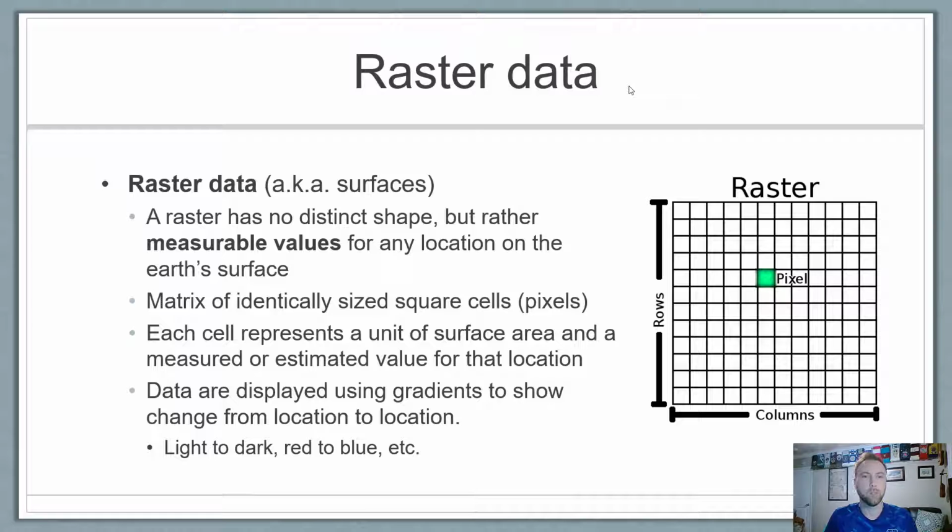Each matrix is composed of identically sized squares, also known as pixels or cells. Each cell represents a unit of the surface area and is measured or estimated as a value for that specific location over the Earth, or what location you may have. And data are displayed using gradients to show change from location to location. Maybe that color scheme is light to dark, so white to black, maybe it's red to blue, orange to yellow, what have you. But in order to make sense of the data, whether it be an actual representation of the Earth's surface, or precipitation, or temperature, or burn probability, or what have you, you'd want to choose a color scheme that is appropriate for that context.